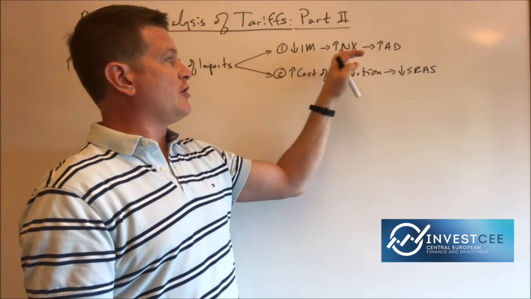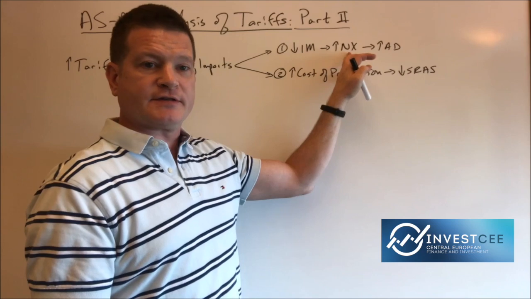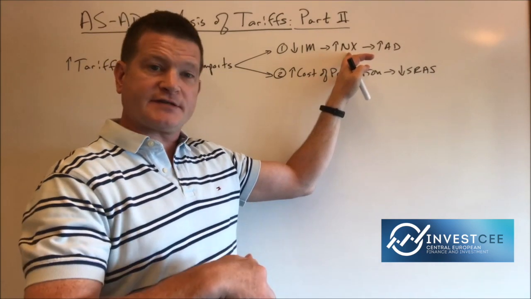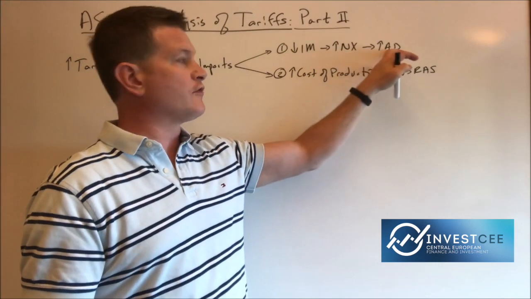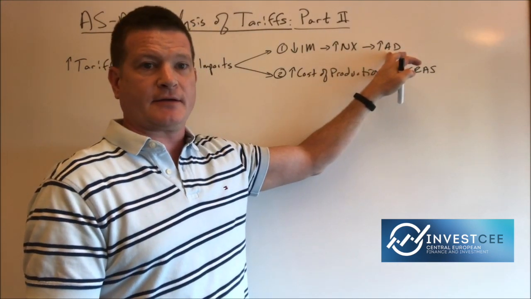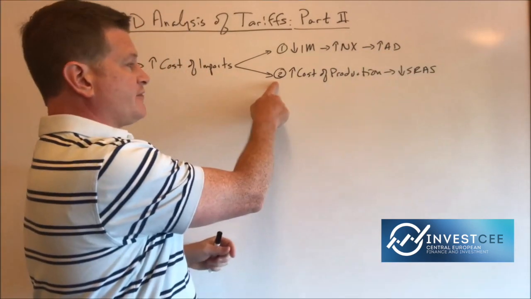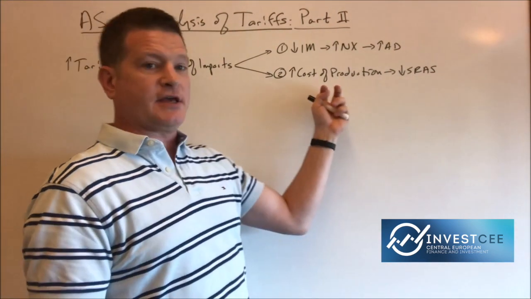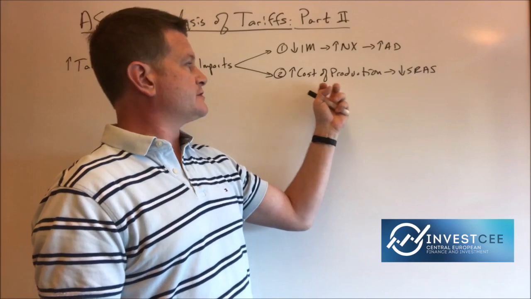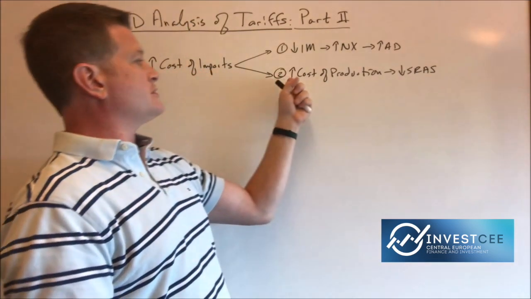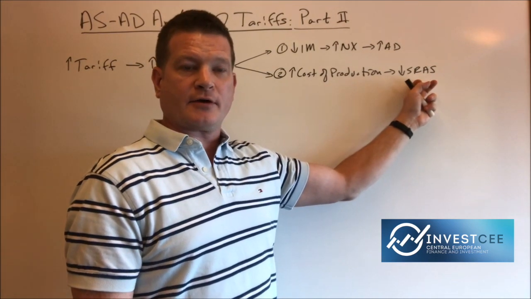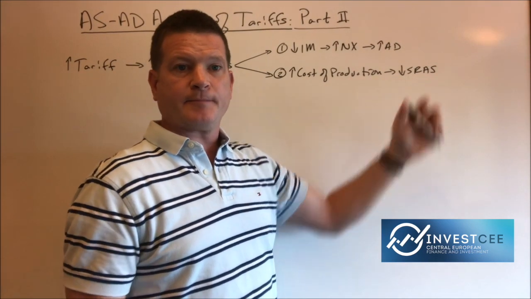So imports should fall. That alone should increase net exports. Because consumers are buying more domestically and less from abroad, overall this increases aggregate demand. The second effect, however, is that those imports are also key production factors, and this increase in cost raises the cost of production and should lower aggregate supply, at least in the short run.